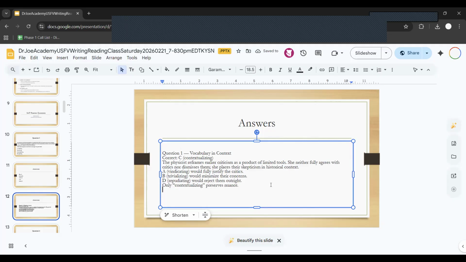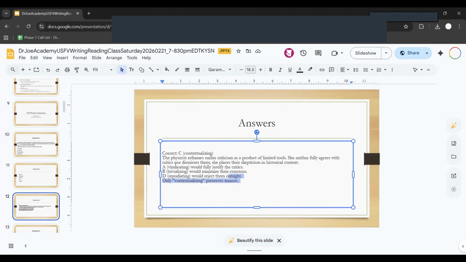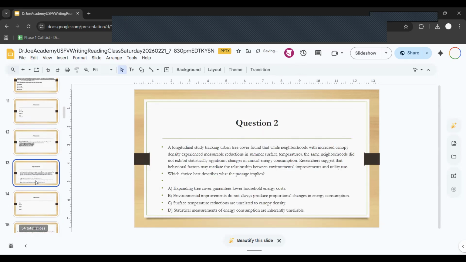Okay. Vocabulary in context. The correct answer is C because the physicist reframes earlier criticism as a product of limited tools. She neither fully agrees with critics nor dismisses them. She places their skepticism in historical context. And in this case, D would reject them outright. It would not be the correct answer. So therefore, C would be the best answer. Okay, let's take a look at the next question.